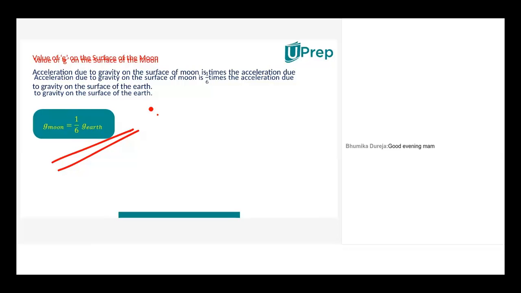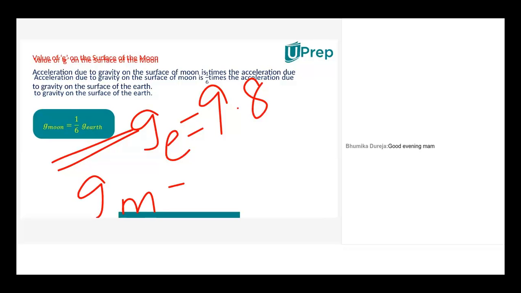This means that, as already said, g_E, which is g on earth, is 9.8. So g on moon will be 9.8 divided by 6, which will be equal to approximately 1.6 meter per second square.